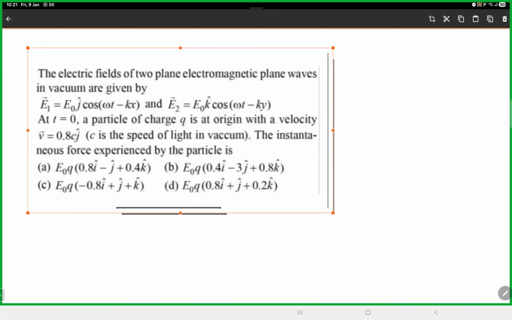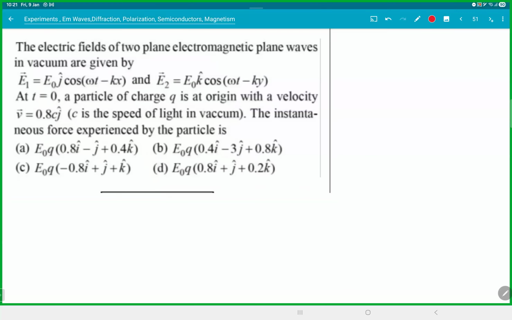This is another good one, right? EM waves. There are two electric fields. There's a particle of charge q at the origin with a velocity. Find the instantaneous force experienced by the particle. Let's get this.